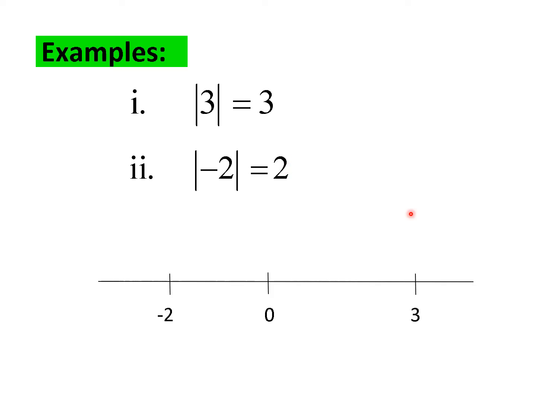Okay, so kalau tengok daripada number line, kita akan tahu 3 ni adalah distance daripada 0 ke 3. And then, kenapa modulus of negative 2 ni dapat 2? Sebab dia adalah distance from 0 to negative 2. So, 2. Okay.